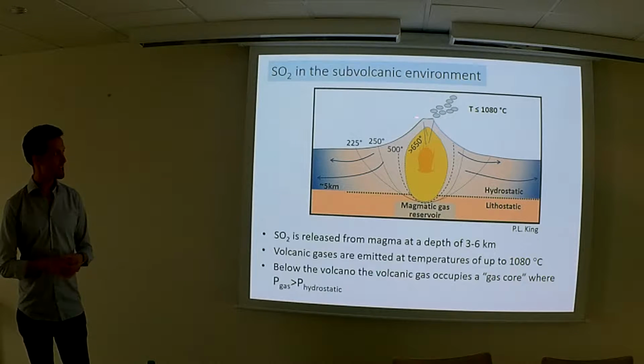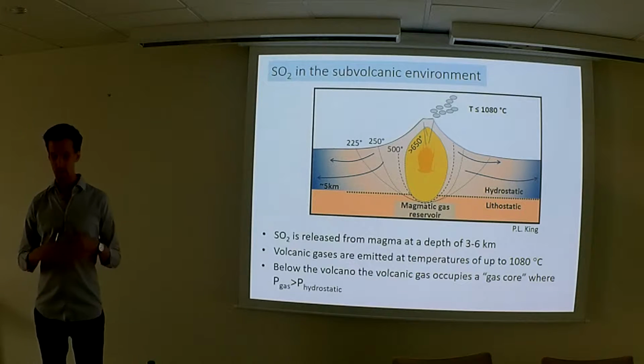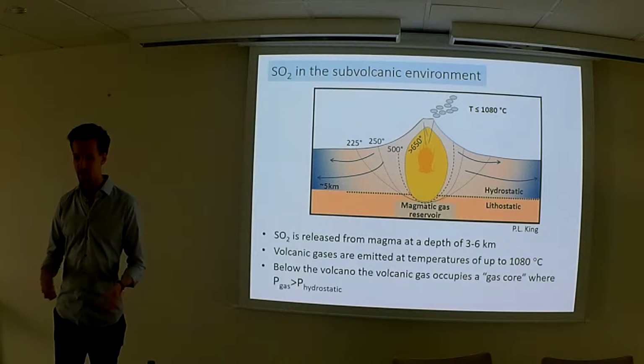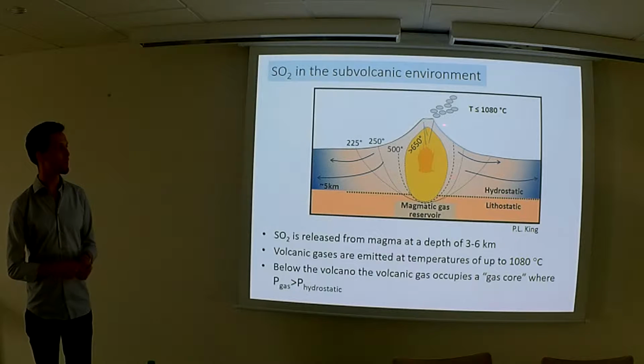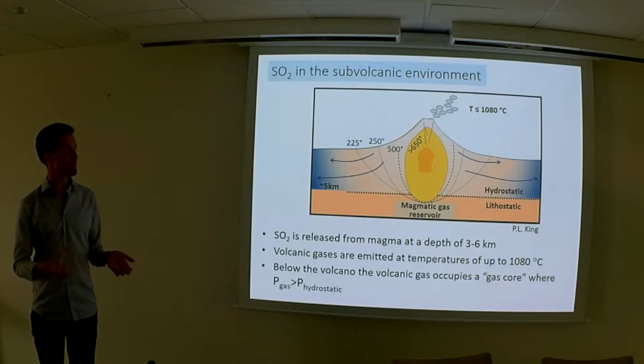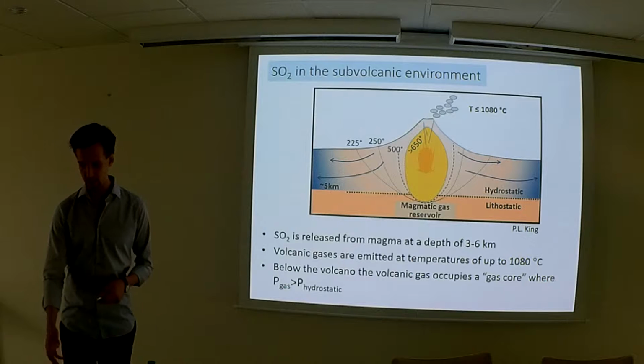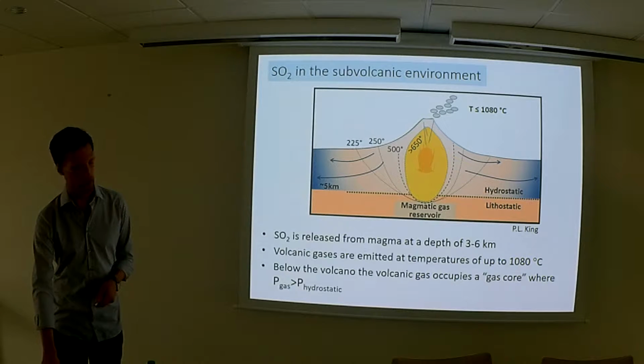And in this gas core, we have very hot temperatures, we have a fairly high flux of gases, and we can measure the end product of reactions that happen coming out at the top, where they are emitted at temperatures of up to 1100 degrees Celsius, such as at Erta Ale.